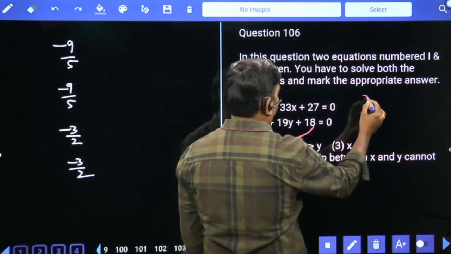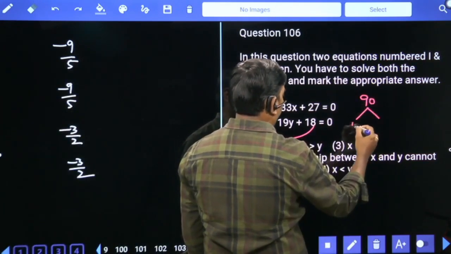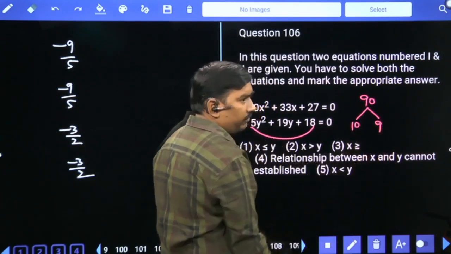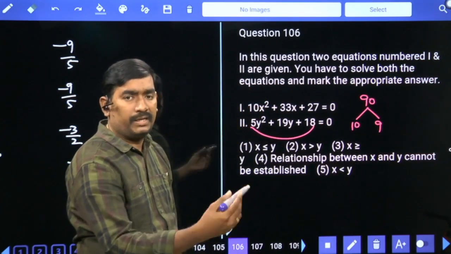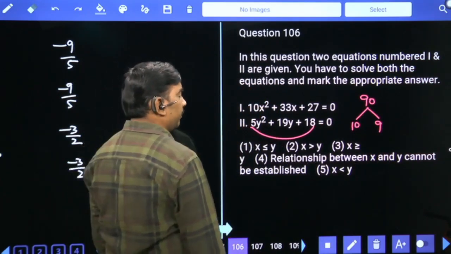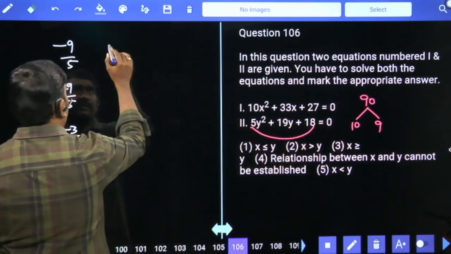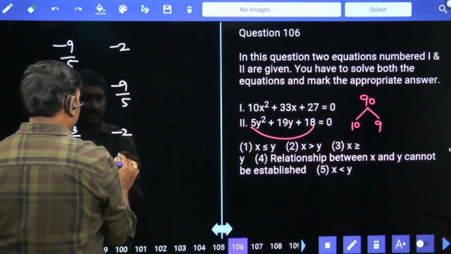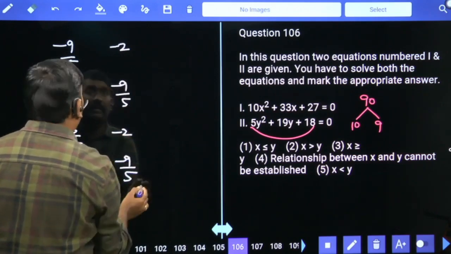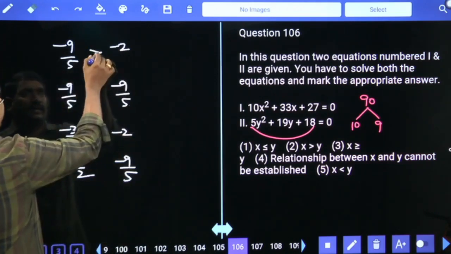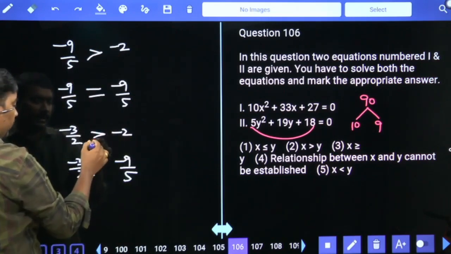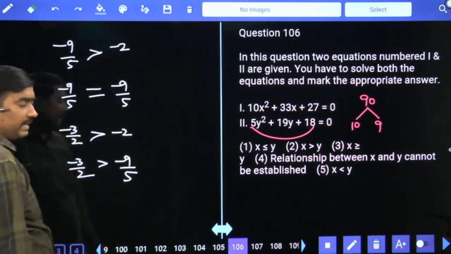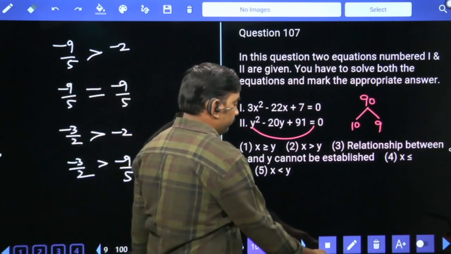5 18s are 90, 10 9s are 90. 10 plus 9 will give us 19. Finally minus 10 minus 9. Minus 10 by 5 means minus 2. Minus 9 by 5. Minus 2, minus 9 by 5. Greater than, equal, greater than, greater than. X greater than or equals to y.